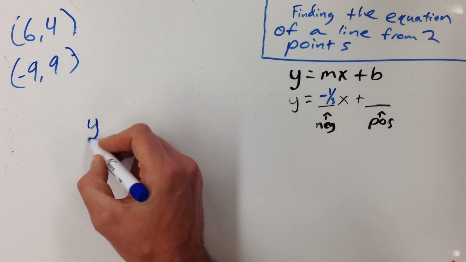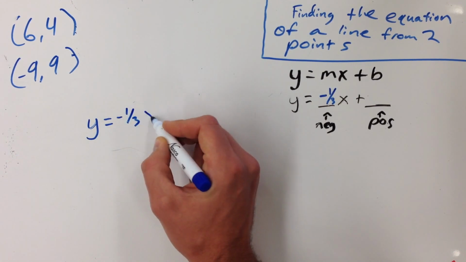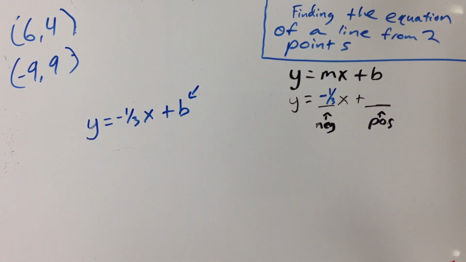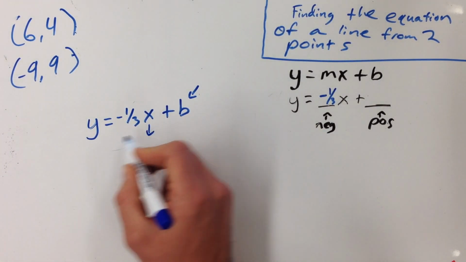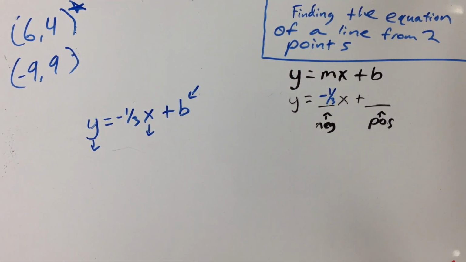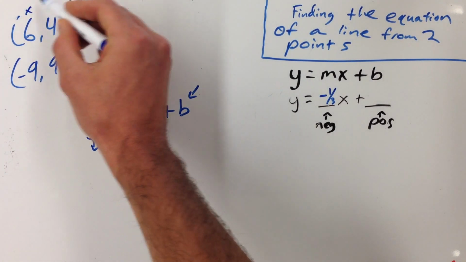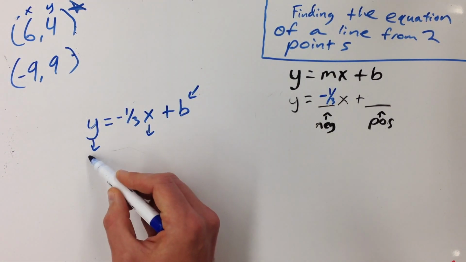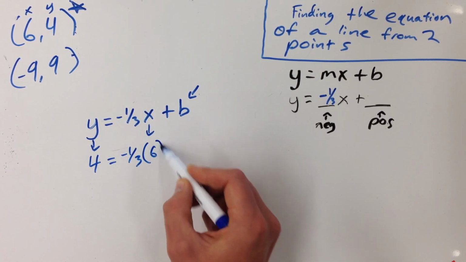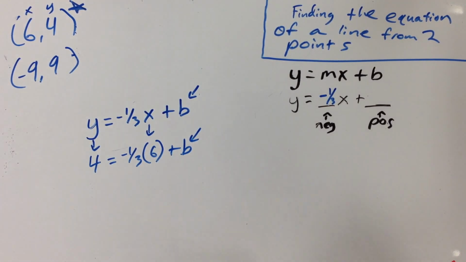So I know at the very end of my problem, my answer is going to look something like this: y = -1/3 x + b. B is just the thing I don't know yet. So I'm going to use this top point right here. Like I said before, it doesn't matter which point I use. Now remember, x is 6 and y is 4. So I'm going to plug in a 4 for y and a 6 for x, and I'm going to try to figure out what b is.